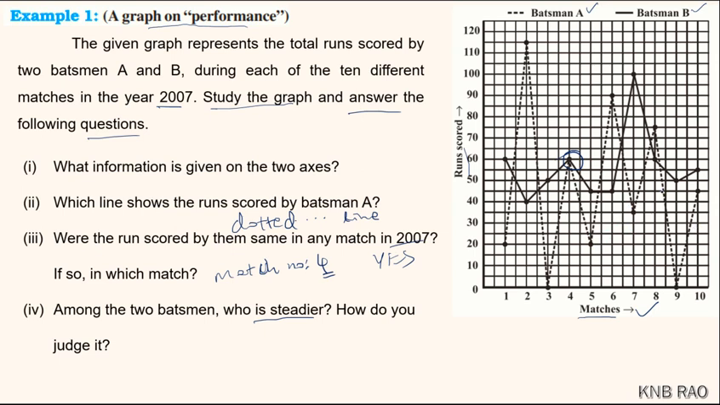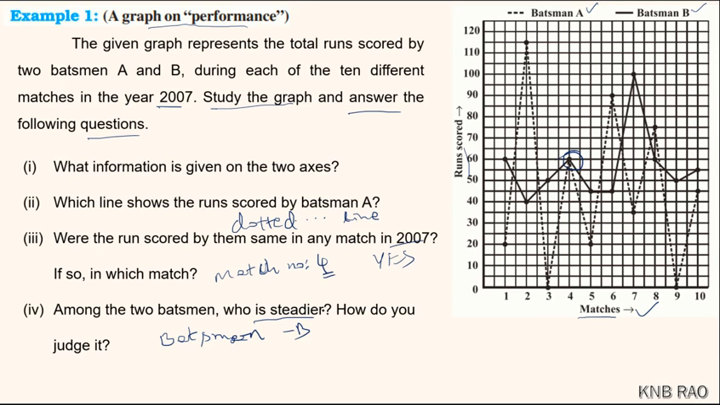Batsman A is very fluctuating, whereas batsman B, you could see 60, 40, 50, 60, 45, 45, is very promising, and there is no chance of him just getting out. He is very consistent. So I say batsman B is very consistent or steadier.